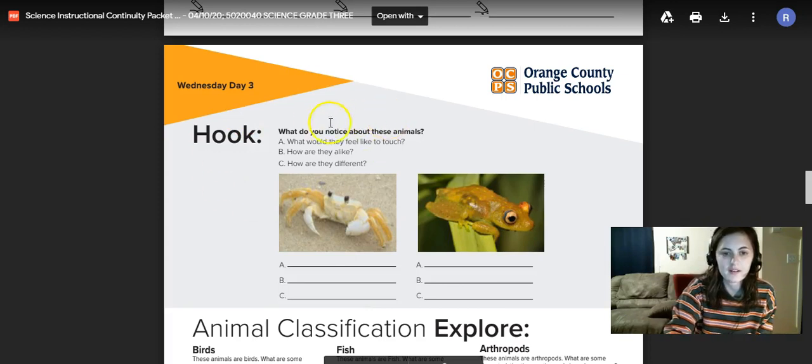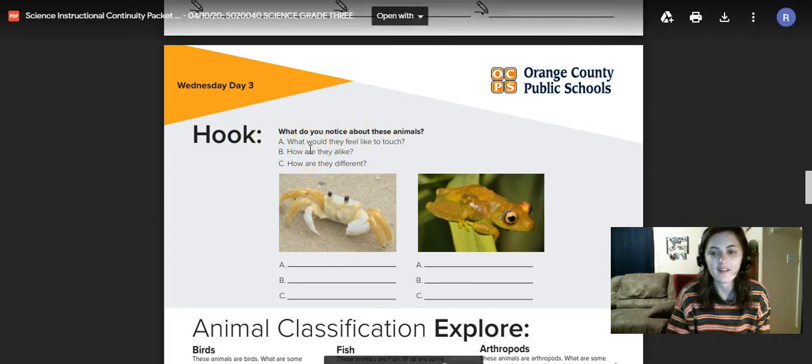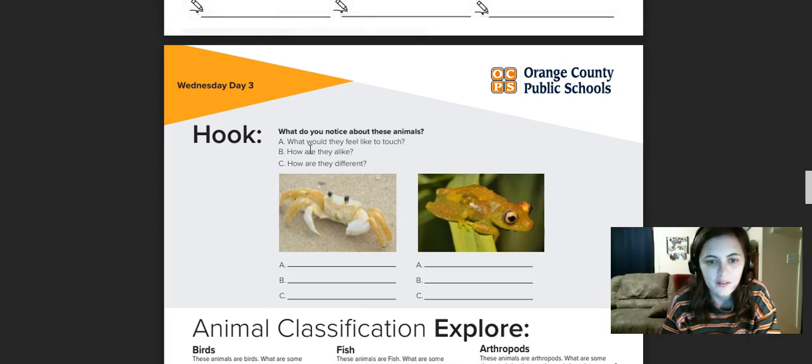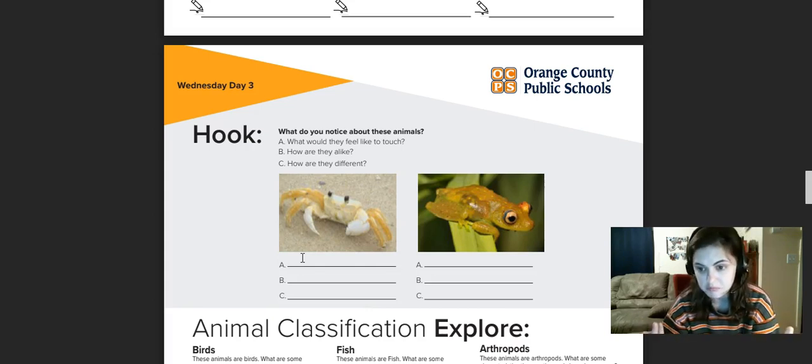So here we are on day 3, and this is just the hook, the introduction to the lesson. This is what do you notice about these animals? So on line A, you're going to think about what would they feel like to touch? Would they be slimy? Would they be smooth? Would they be rough? Would they be hard? Think about any of those feelings that you might have if you touch them.